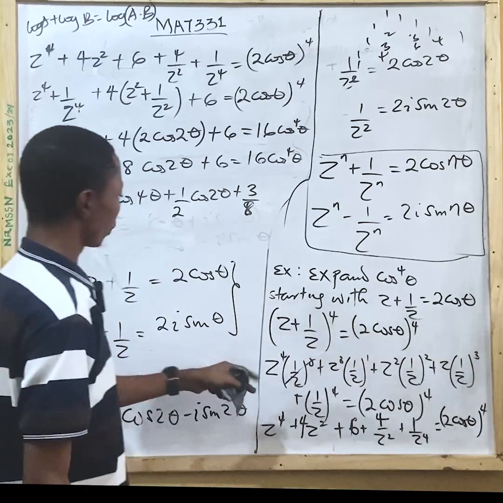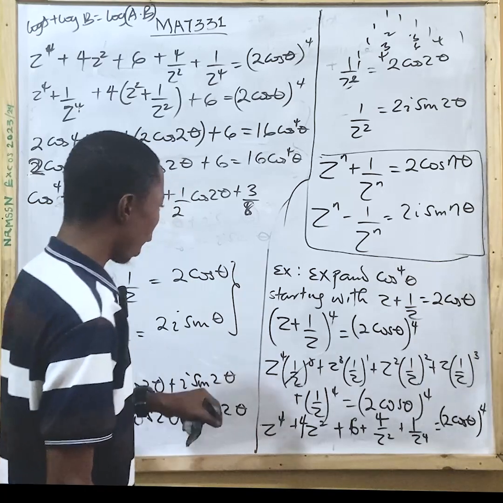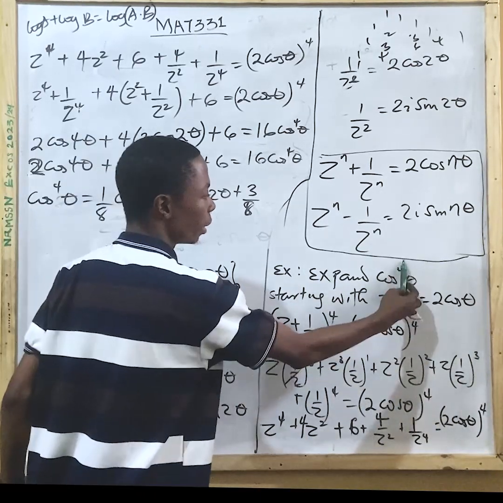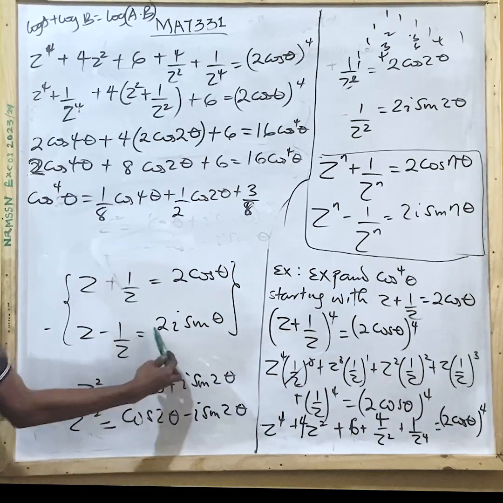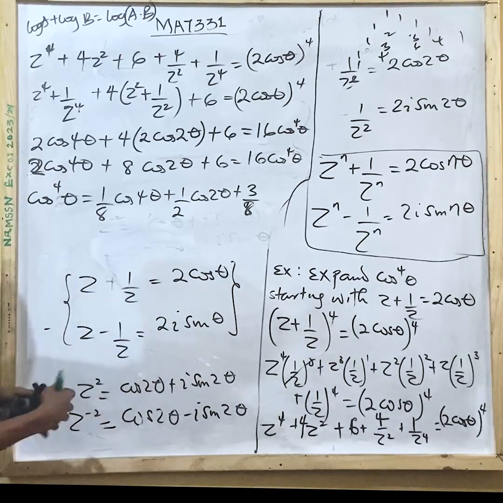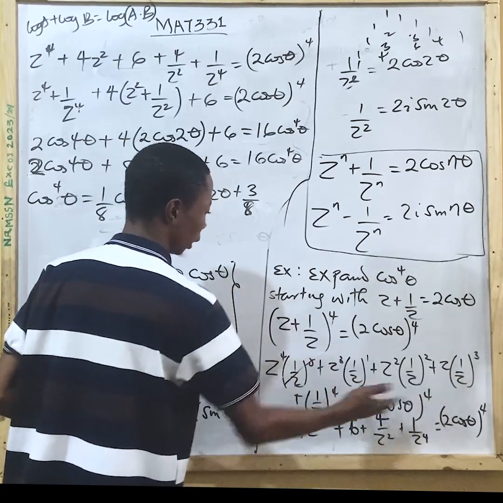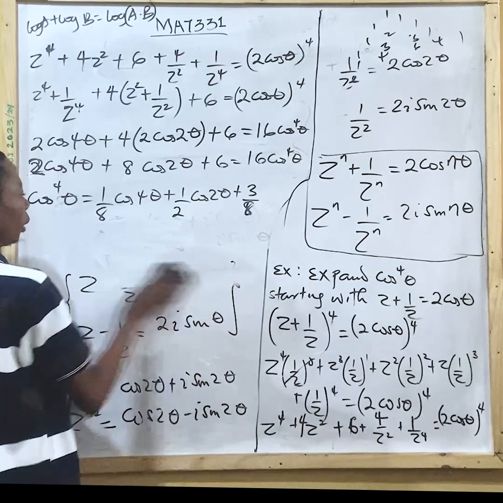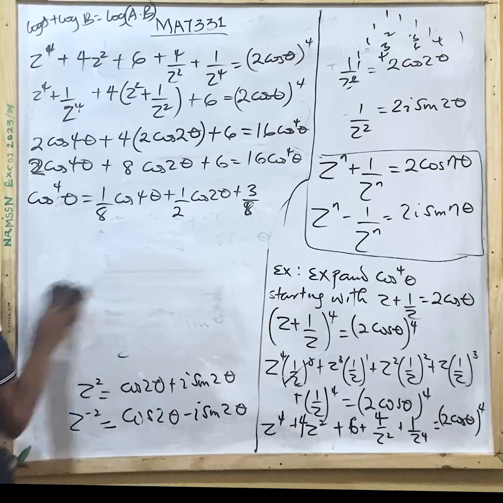So I started with what? I started with z plus 1 over z equals 2 cos θ. Why not z minus 1 over z? So assuming I want to expand sine raised to power 4 now, I will start with this part. I will start with z minus 1 over z is equal to 2i sin θ. Then I will take the fourth power, or whatever power I'm going. Then I will expand binomially, and then you collect like terms and do all the simple algebra. Now that is one application of De Moivre's theorem, expansion of cos raised to power n and sine raised to power n.